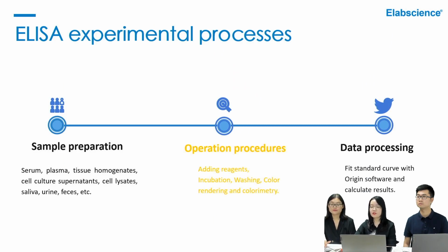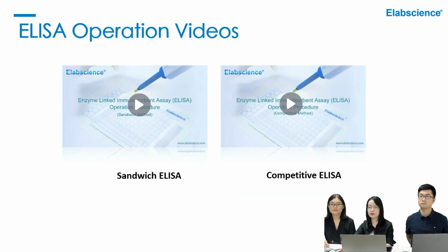Okay, then let's focus on the specific operation steps in the ELISA assay. This part mainly includes the 4 processes: sample loading, washing, color rendering, and colorimetry. We have put our ELISA operation videos of both the sandwich and competitive method online. And for details, you can log in to our Elabscience official website to watch the videos.